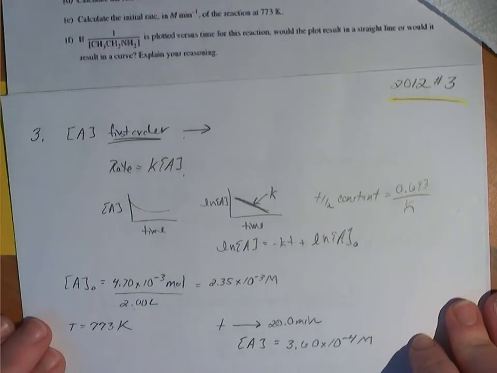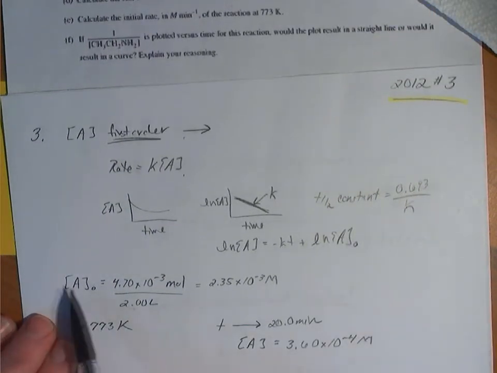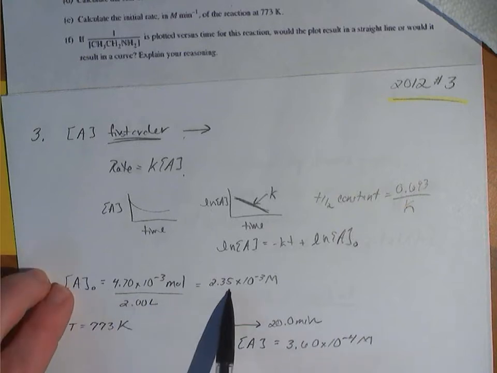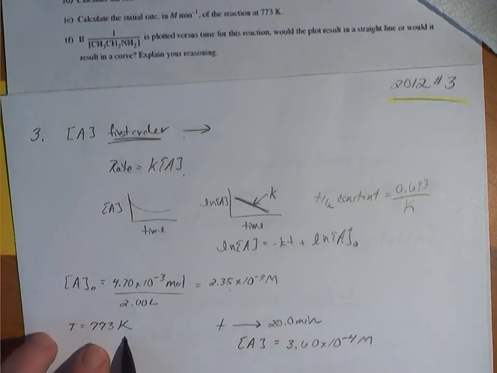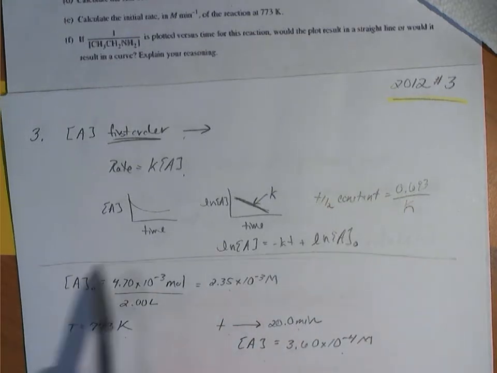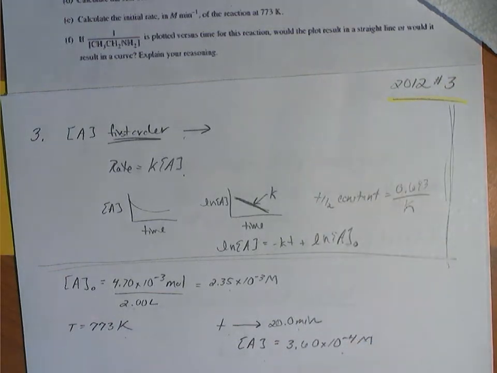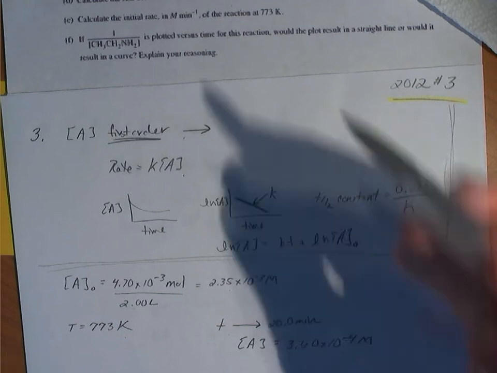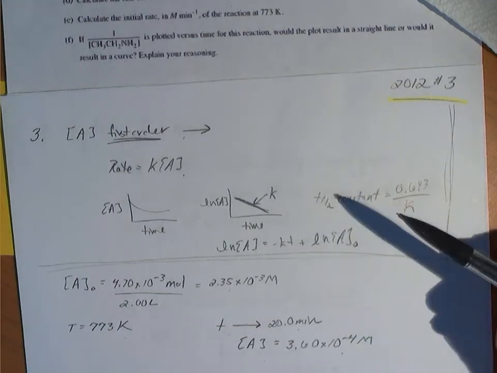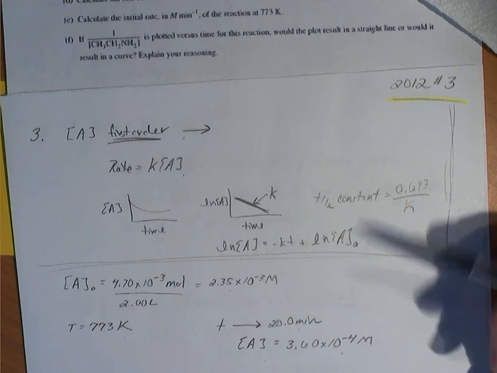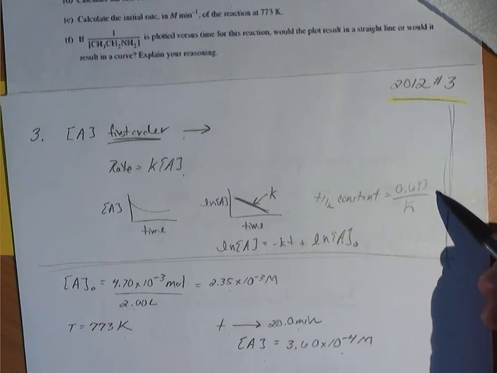All right, what am I given? So, I went ahead and found the concentration initially. I'm at this temperature. I'm told after 20 minutes, this is my concentration. Remember, as soon as it was first order, all of these came to mind. How can I get my rate constant? Well, I'm not given information that I can graph. I'm not told my slope. I'm not told my half-life.